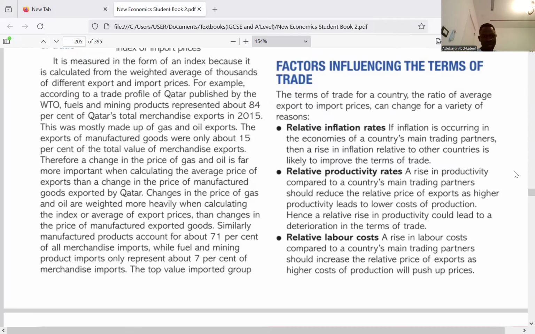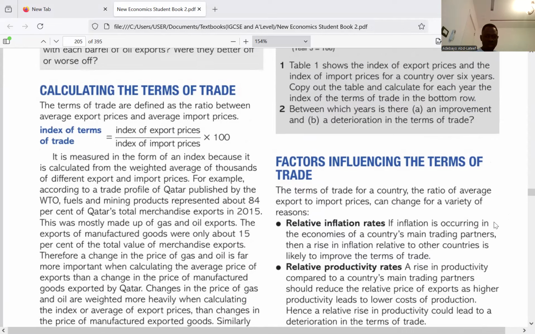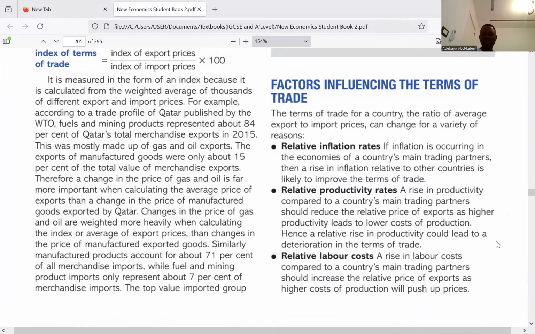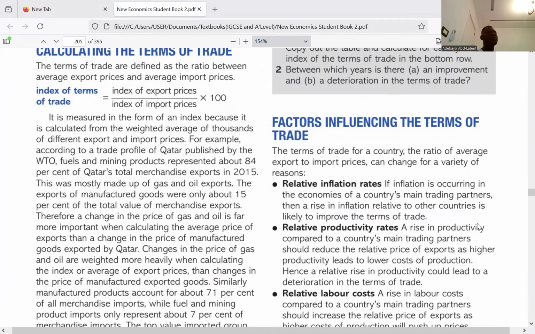So that's what terms of trade is, and the formula is index of export prices divided by index of import prices, which is about the weighted average. So let's go to the factors influencing the terms of trade. Because terms of trade is all about import and export, whatever variables we talked about here will have an impact on the terms of trade. So we're going to start with relative inflation rates.